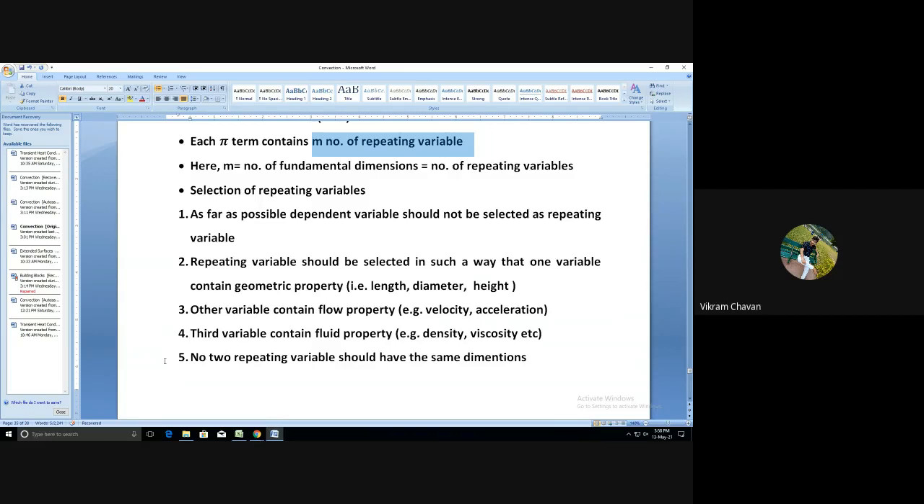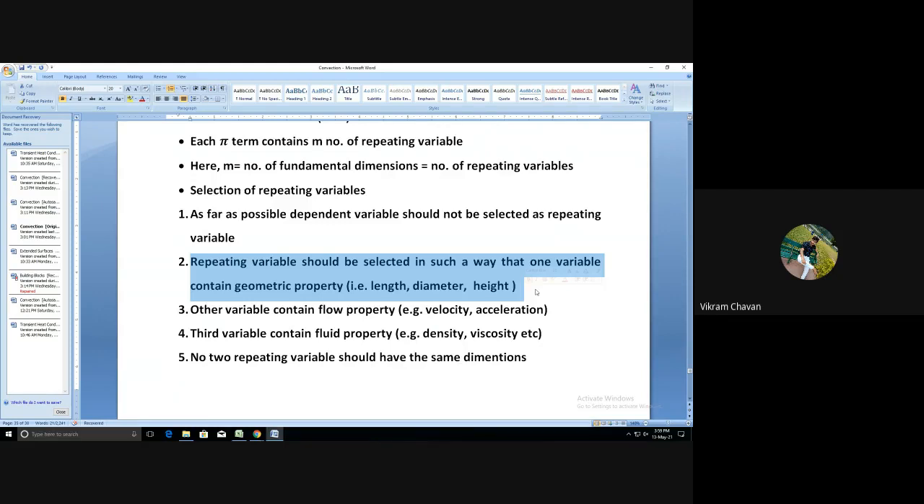ओके, देन सेकंड कंडीशन क्या है, रिपीटिंग वेरिएबल शुड बी सिलेक्टेड इन सच अ वे दैट वन वेरिएबल कंटेन ज्योमेट्रिक प्रॉपर्टी. मतलब जो रिपीटिंग वेरिएबल आप सिलेक्ट करने जा रहे हैं उसमें से एक ज्योमेट्रिक प्रॉपर्टी रहनी चाहिए. व्हाट इज मीन बाय ज्योमेट्रिक प्रॉपर्टी? ज्योमेट्रिक मींस one of the dimensions of that particular object. So dimensions of that particular object means length, diameter, height. Out of that you can select one as a repeating variable.